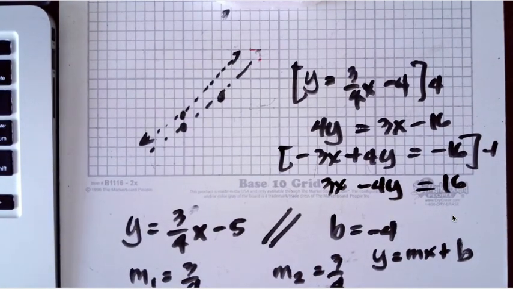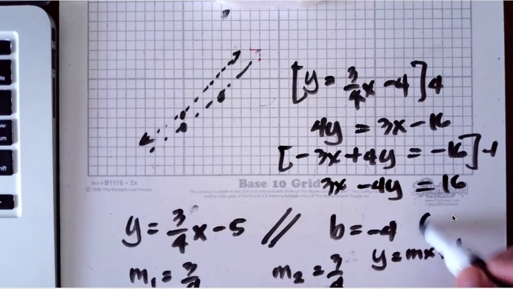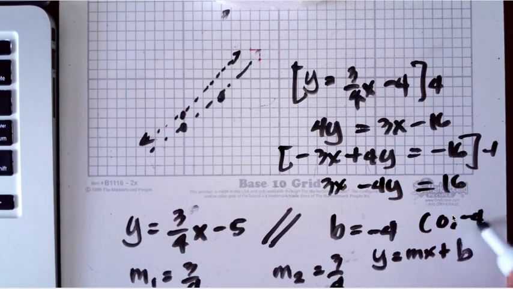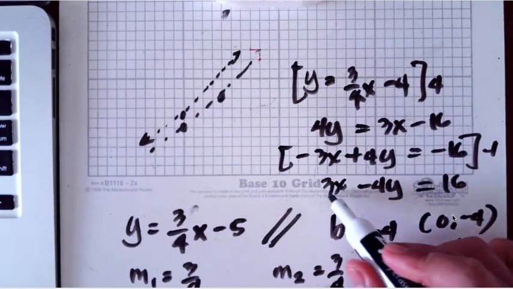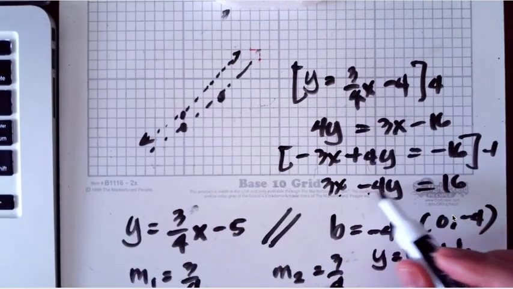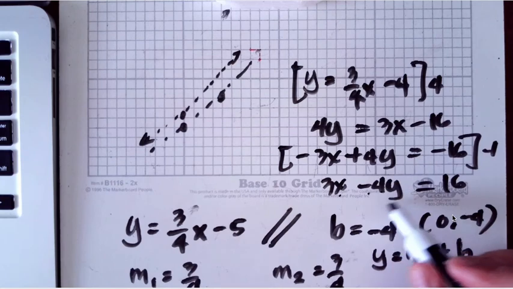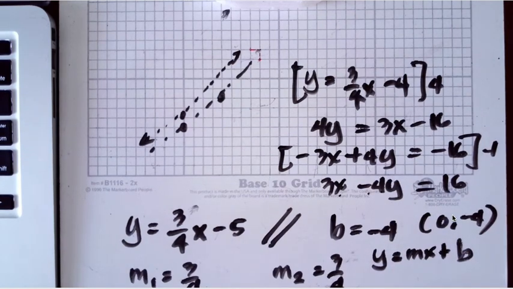You can always check the answer whether it's correct or not. Now, this line is passing through (0, -4), so your x is 0 and y is -4. If it passes through the line, it will satisfy your equation. So that will be 3 times 0 is 0, -4 times -4 is 16, and 16 is equal to 16. That's how to check whether your answer is correct or not.